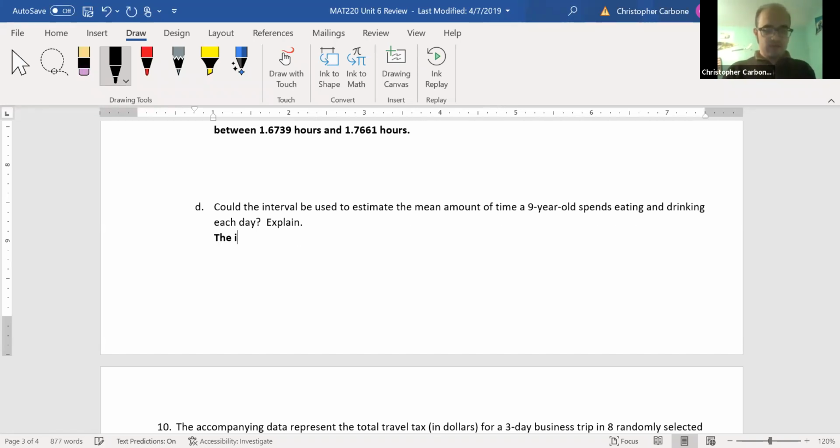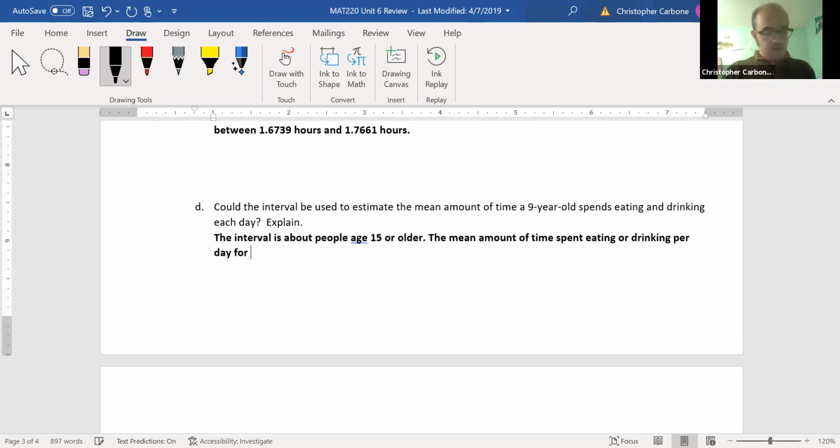The interval is about people age 15 or older, right? The mean amount of time spent eating or drinking per day for 9-year-olds may differ. So that would be a no, in essence, for that.